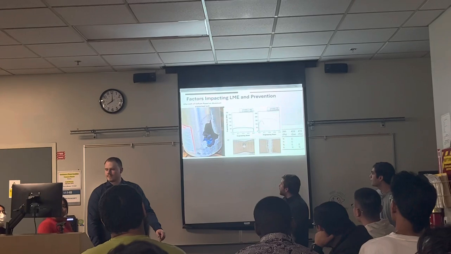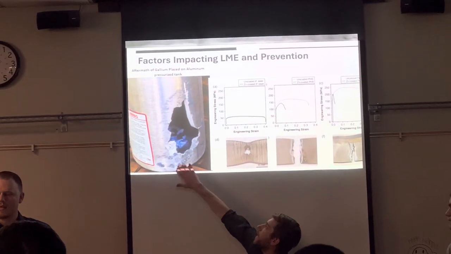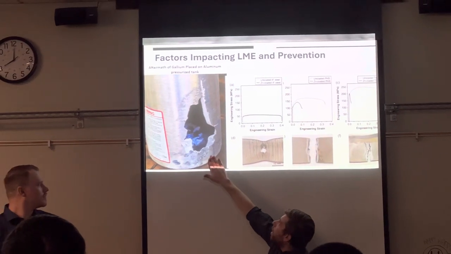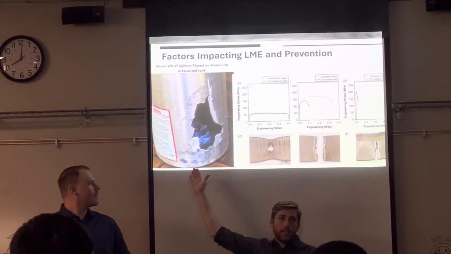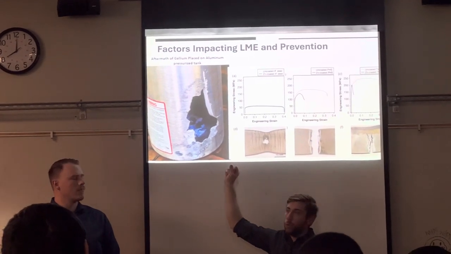And so here are some examples. Another factor is pressure, and the aftermath of gallium placed on a pressurized aluminum tank is catastrophic and very dangerous when in close quarters.